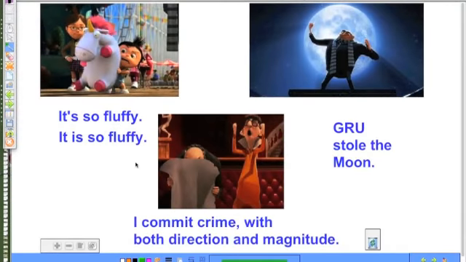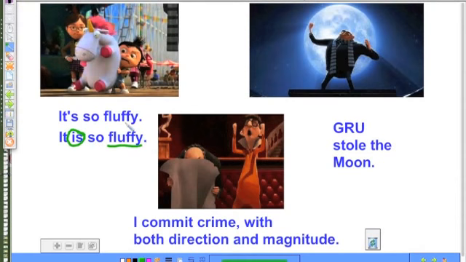Okay. Now, let's do a few more here. Here's another thing I want you to realize. Sometimes our verbs are hidden in contractions. So, if you look here, it's so fluffy. We're talking about the unicorn. Really, what you're saying is it is so fluffy. So our verb would be is. And is what? Fluffy.